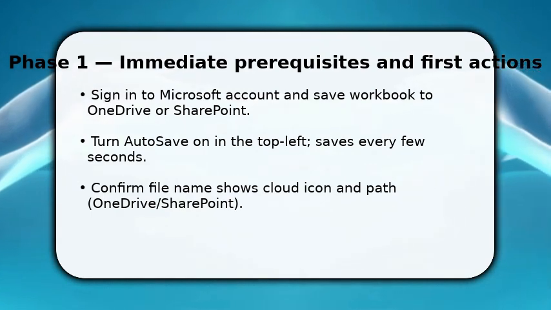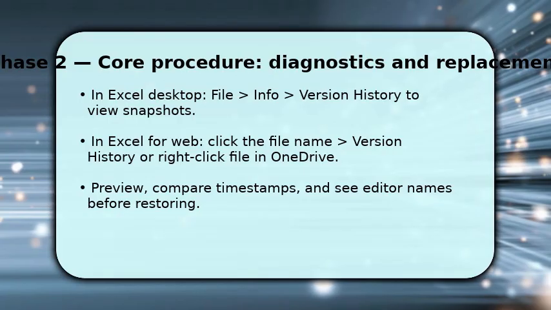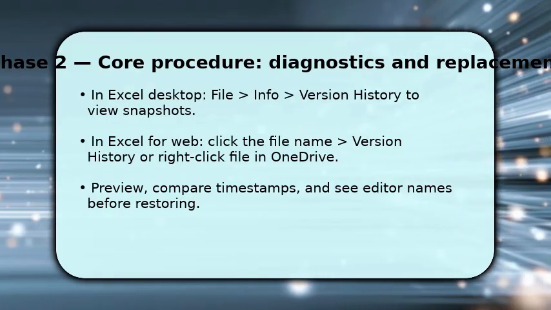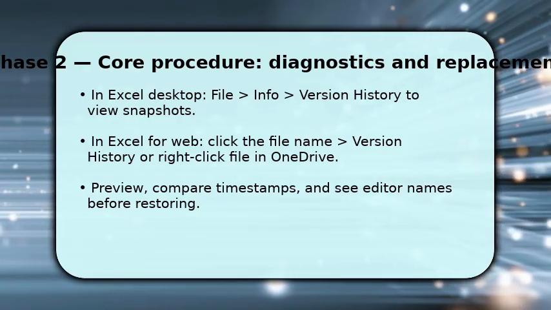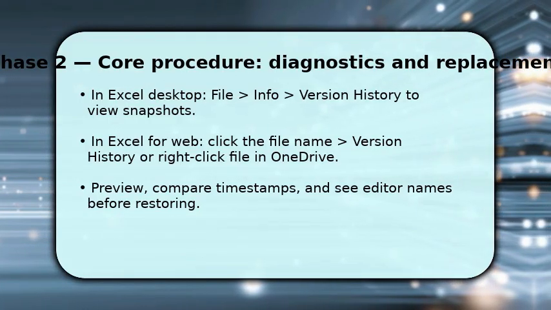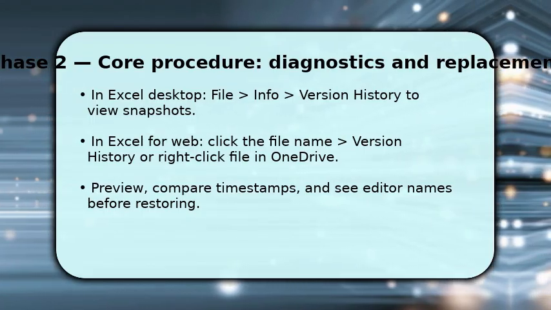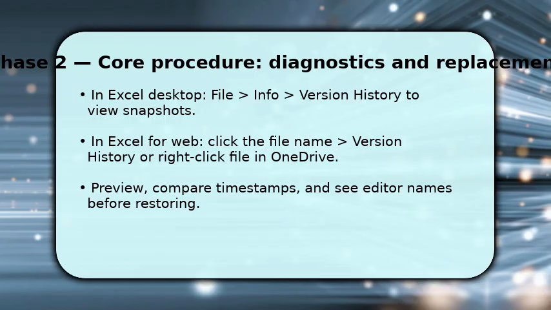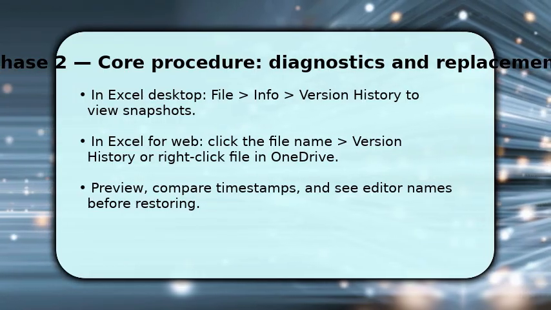Once done, open version history to inspect past copies. In Desktop Excel, go to File, Info, then Version History. Excel for Web shows it when you click the file name or right-click in OneDrive. You'll see a list of snapshots with timestamps and editor names.